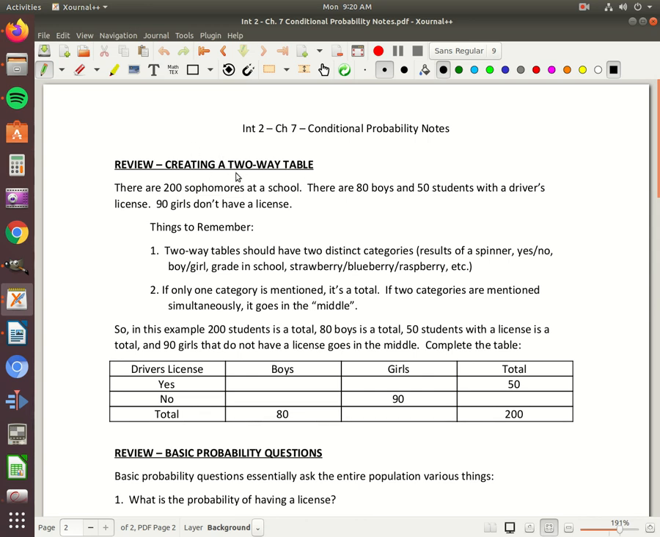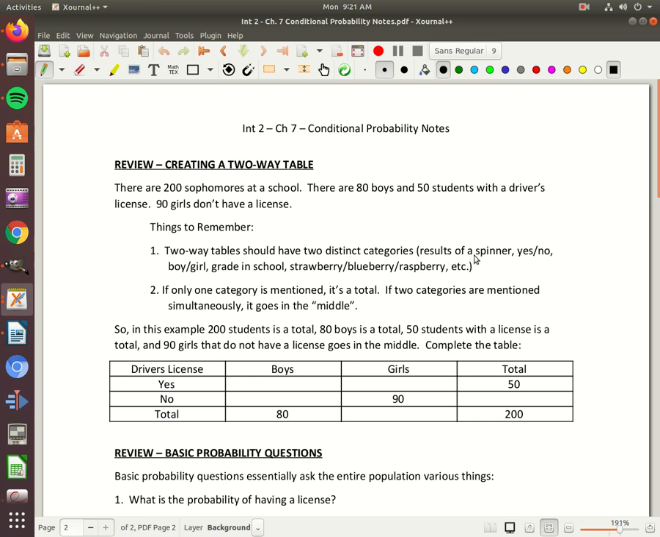And again, this review stuff is stuff we should already know. So creating a two-way table. First of all, we have to know how to make a two-way table. There's 200 sophomores at a school, 80 boys and 50 students with a driver's license. 90 girls don't have a license. So things to remember: two-way tables should have two distinct categories.